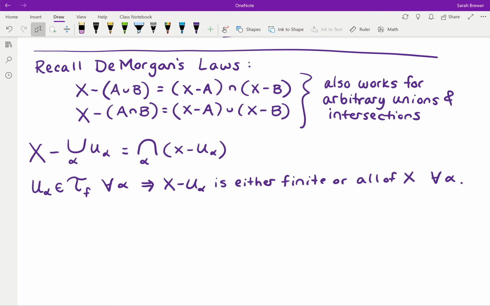So let's take a look at some cases. Okay, so case 1, we're looking at if this thing is finite for at least one of them.